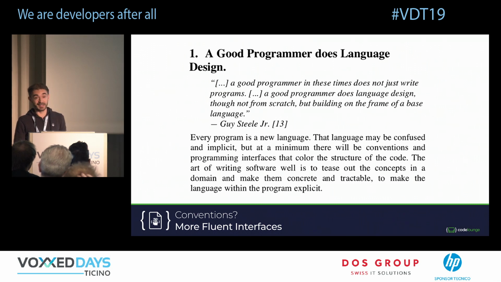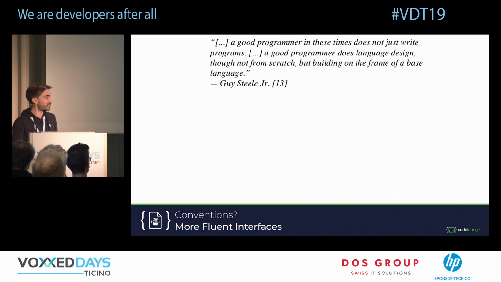And every program, indeed, is like a language. You're talking about a domain. For example, if your software operates on a given domain, maybe confused and implicit, but at the bare minimum, there will be conventions and programming interfaces that color the structure of the code. I think it's really a beautiful quote, and that's how the paper starts. If you want, I will publish something on my GitHub page with these references.